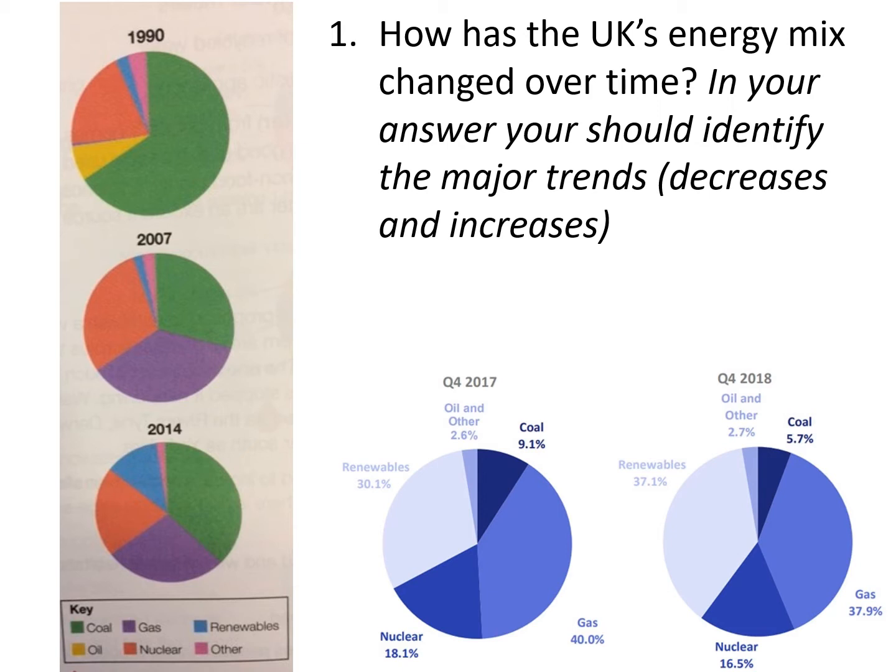So as we know, over time, coal has decreased in the UK, but in 2014, it was still fairly significant. It still made up 30%, by the looks of it, of the UK's energy production. However, when we look at 2017, it's the very dark blue colour. It only makes up 9.1%. It's deteriorated massively. And when you look at 2018, it's declined further to 5.7.